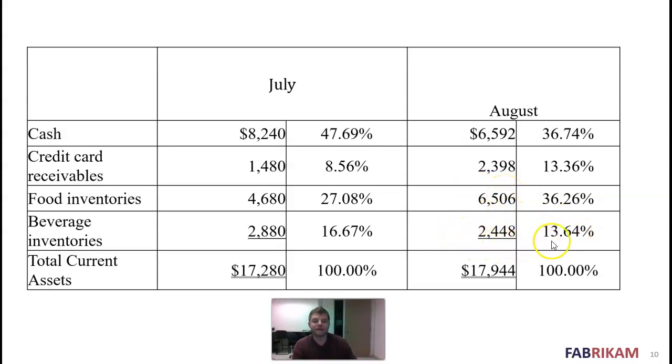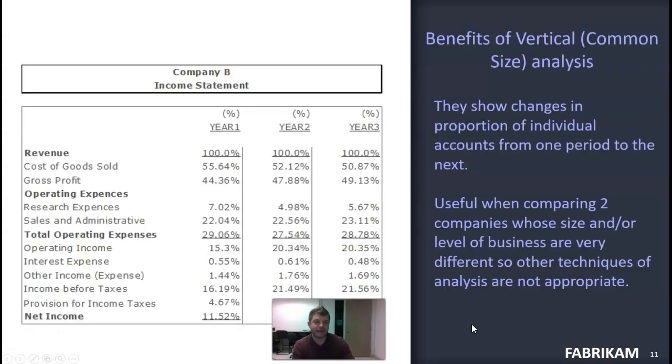Beverage inventory is not nearly as something you need to worry about because they don't expire or they're not as perishable. And then again, credit card receivables, we don't really have a huge impact on that. They want to pay you cash or they want to pay you by credit card. It really doesn't matter. They're both money in your hand, essentially. And again, a slide just talking exactly about why I'm looking at this.